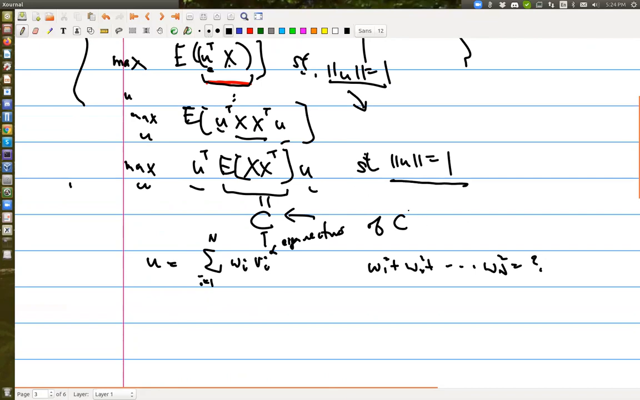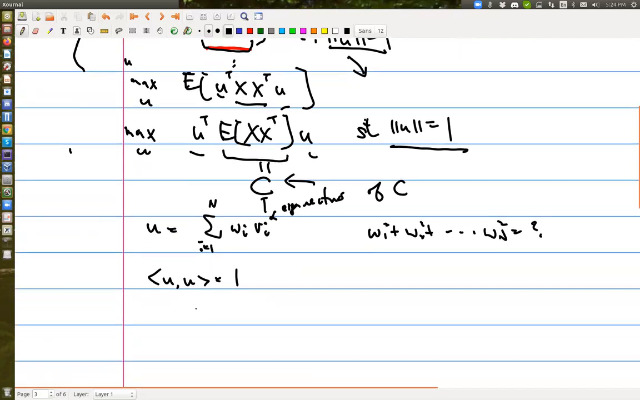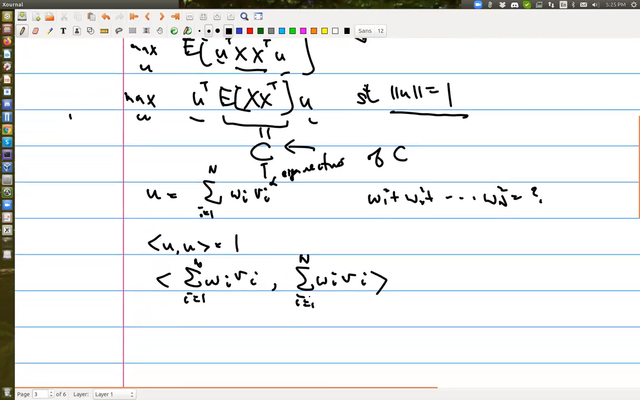For u to have the norm equal to 1, u should be equal to 1, right? So u here is the sum of Wi Vi, i equal to 1 to n. Then this will be equal to, or maybe I put one of them as j instead of i, have different dummy variables here. Then I have i equal to 1 to n, j equal to 1 to n.